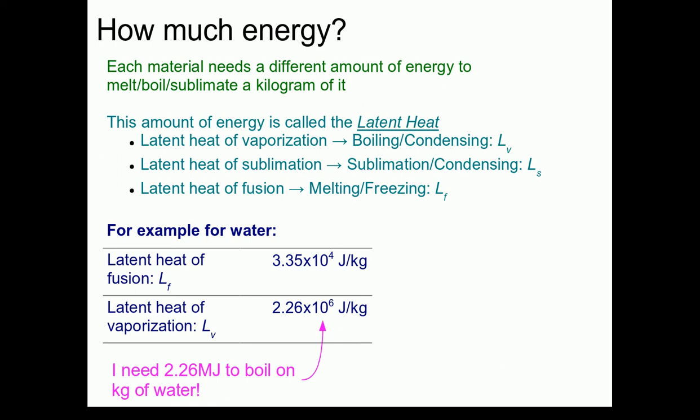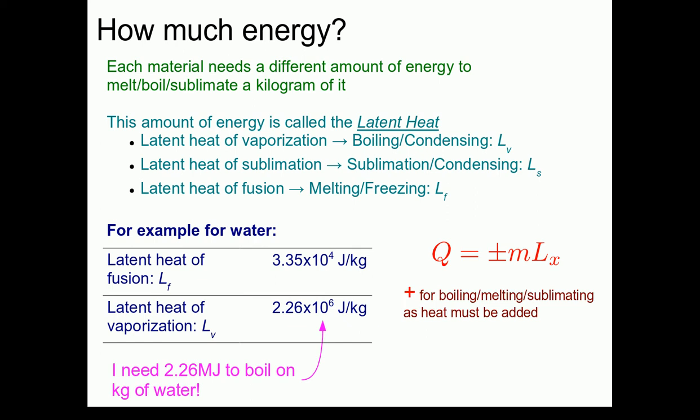Writing this mathematically, we say Q is equal to plus or minus m L sub x, where x could be vaporization, sublimation, or fusion. What's with the plus or minus? Well, the positive sign is for when we add heat to the system and we get boiling, melting, or sublimation. To get these things, we have to add heat, so positive Q. The negative sign is when we want to condense or freeze a substance. In this case, we have to remove heat, so negative Q. So the sign that you need for this expression depends upon what's going on in your process.